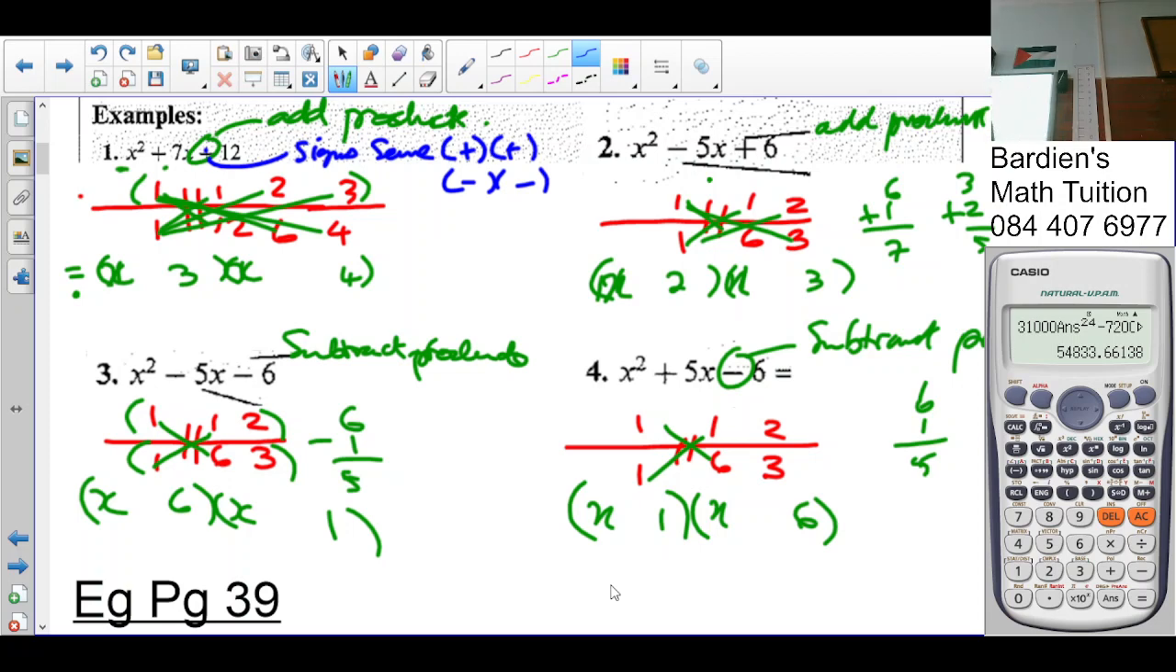So how do we decide which one is which? You see, there's a positive here. So make a note there. The last term is positive. Both sides of the brackets will be positive, or both will be negative. If the middle term is positive, both will be positive.